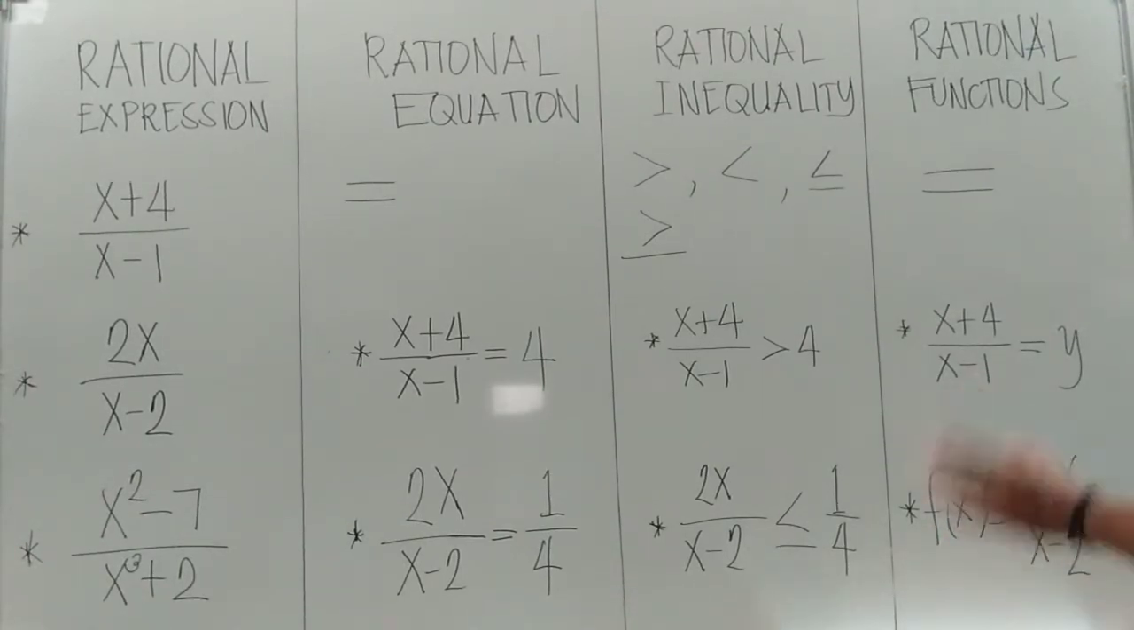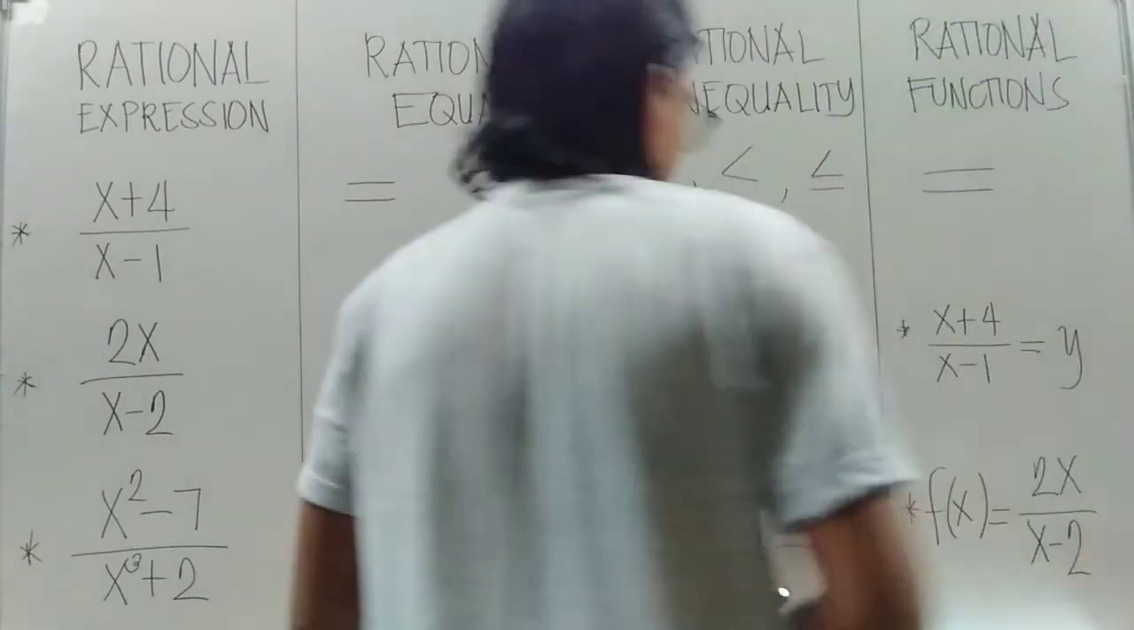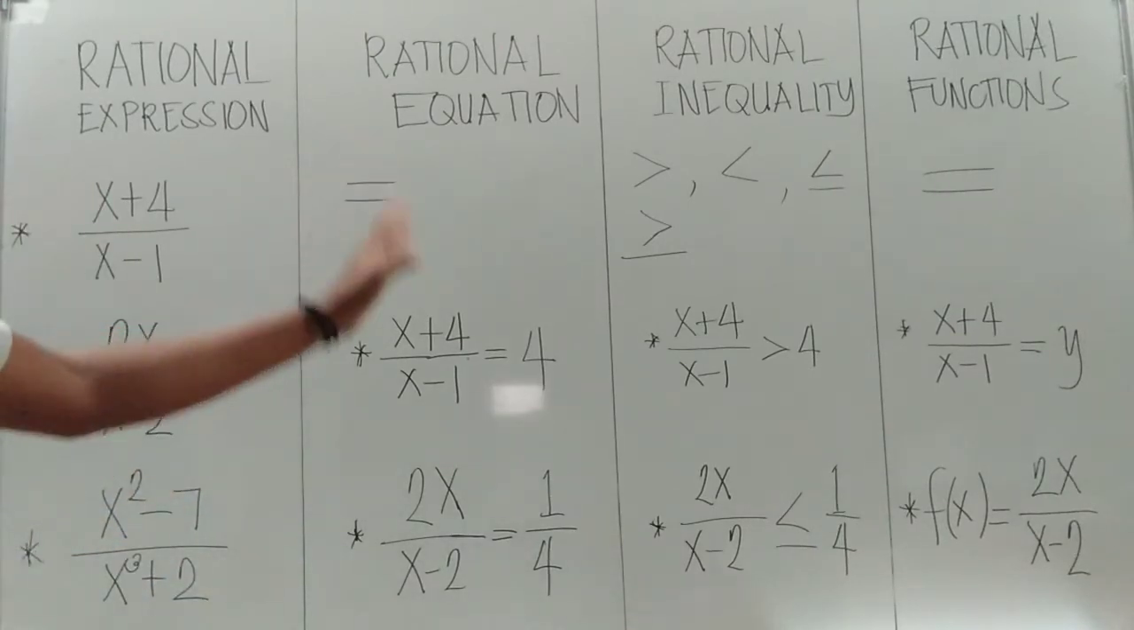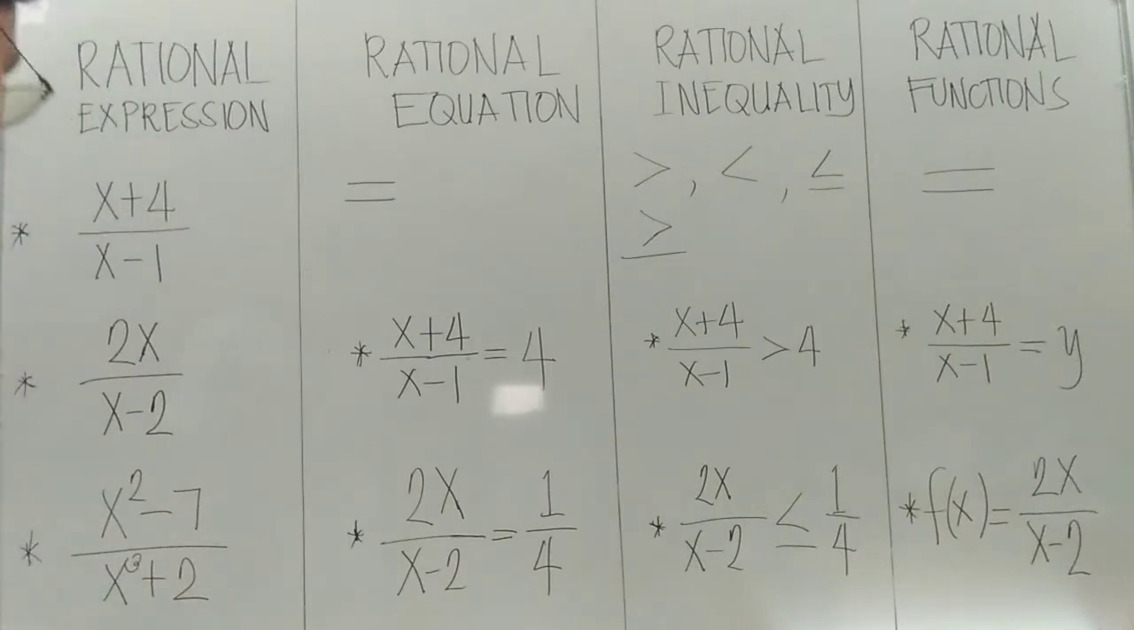On our previous examples, we are not just using f of x. In some examples, we are using g of x, h of x, s of x, t of x, and more. So these are the characteristics and ways to identify or distinguish your rational expression, rational equation, rational inequality, and rational functions.